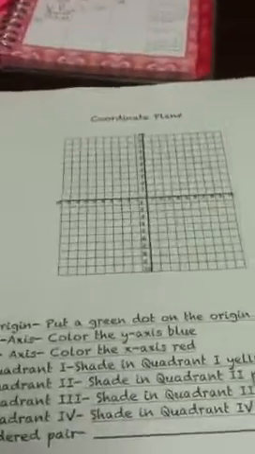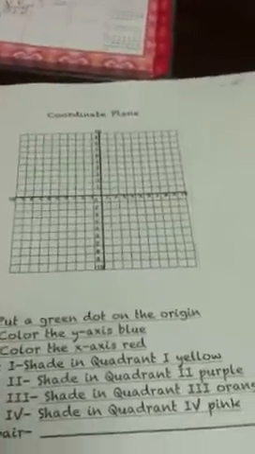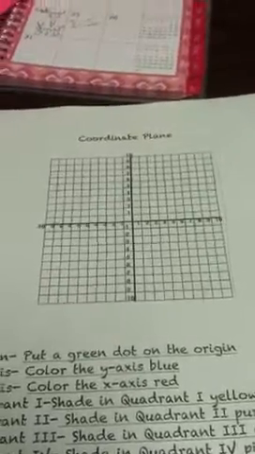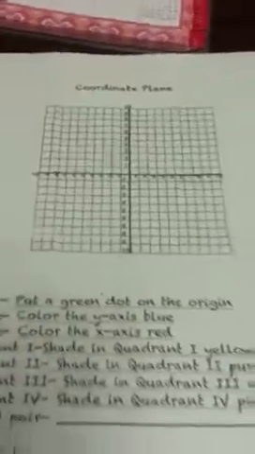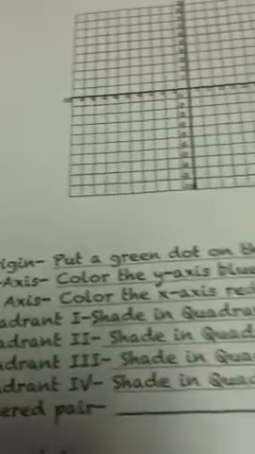Okay, class, today we are going to do our first online classroom. So we're going to be doing our coordinate plane worksheet. You all received one of these when you walked into the class. So first thing we're going to talk about is this origin. It says origin, put a green dot on the origin.